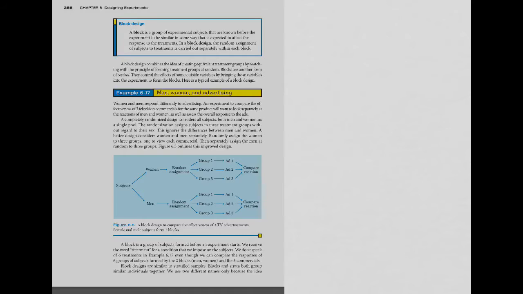So block design is what? Block design is basically based on a principle where you have a group of experimental subjects that are known before the experiment. All right, you know them before the experiment, and they're supposed to be similar in some way. All right, block design. So very first thing, they're known, a group of subjects known before.